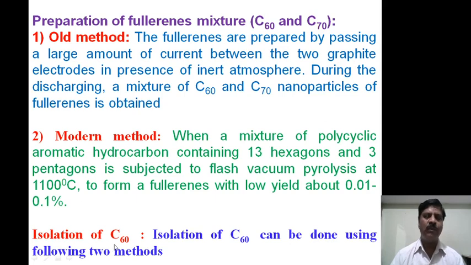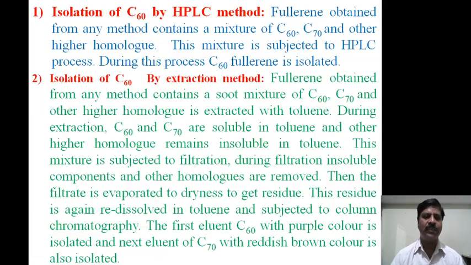Next, isolation of C60. Isolation of C60 can be done using the following two methods. First one is isolation of C60 by HPLC method, that is high pressure liquid chromatography. The fullerenes obtained from any method contain a mixture of C60, C70 and other higher homologs. This mixture is subjected to high pressure liquid chromatography, during which the C60 fullerene is isolated.